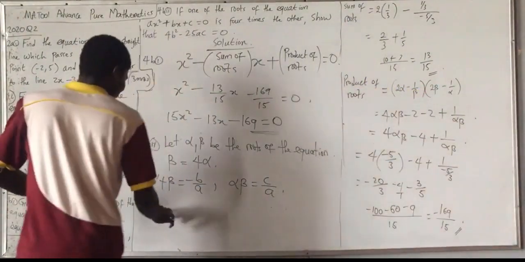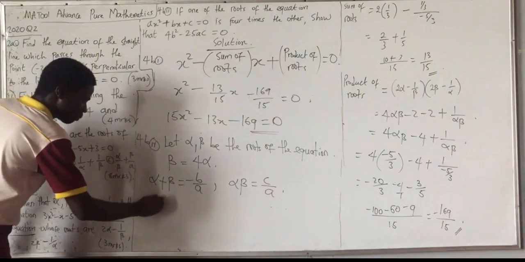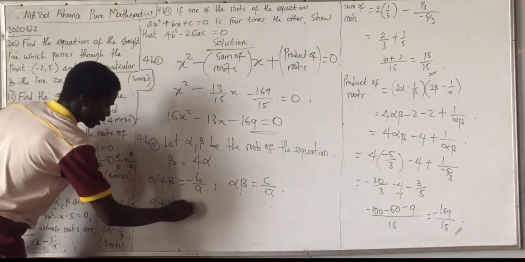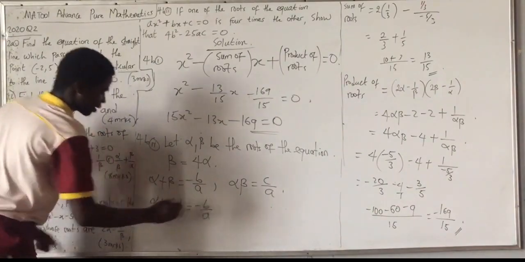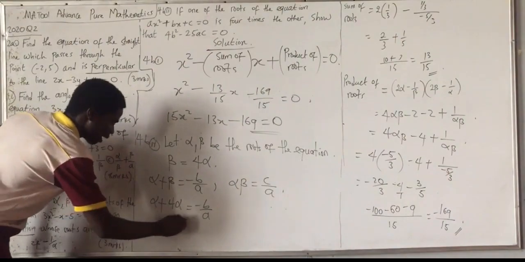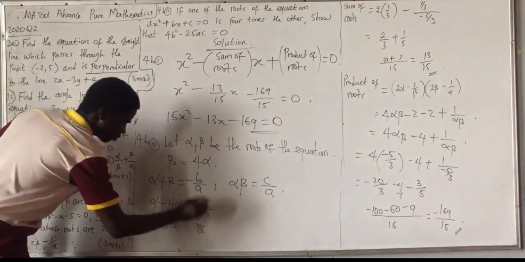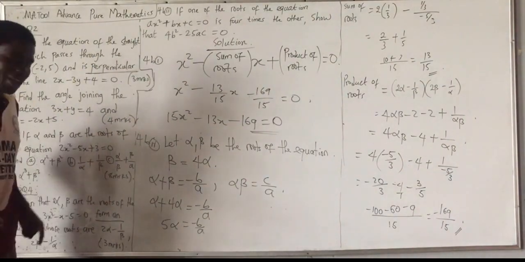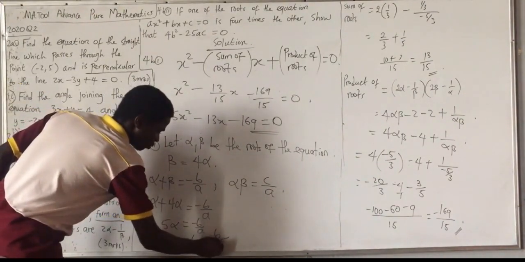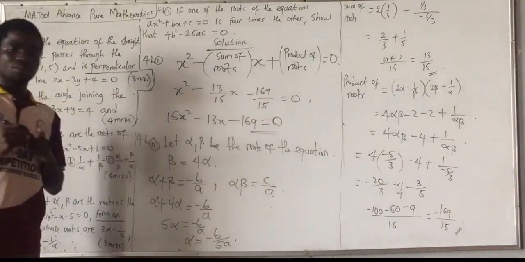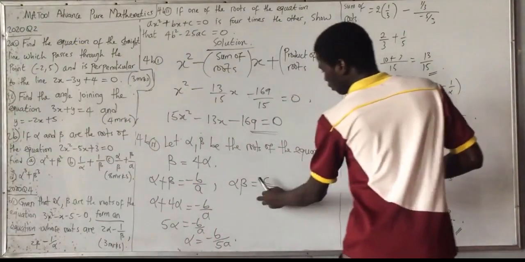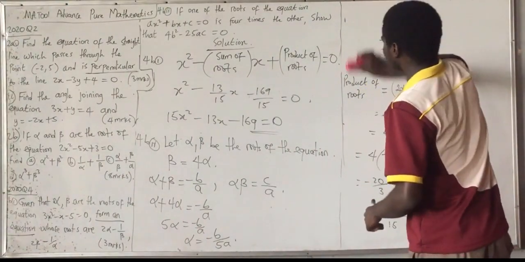Now, this one will become alpha plus beta. Beta is 4 alpha. 4 alpha equals minus b over a. Alpha plus 4 alpha will give me 5 alpha. 5 alpha equals minus b over a. Divide both sides by 5 so that alpha will be equal to minus b over 5a. That is the first thing you are going to obtain. Now, you will come to this second one, alpha beta.